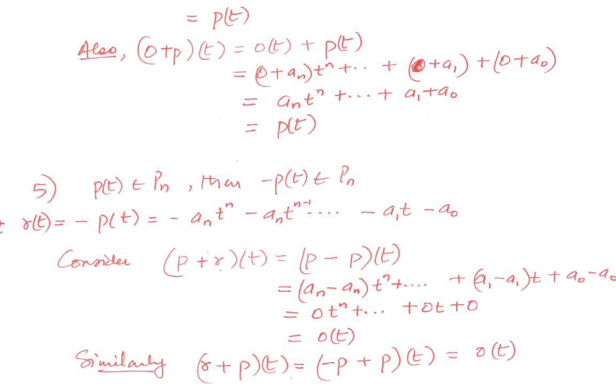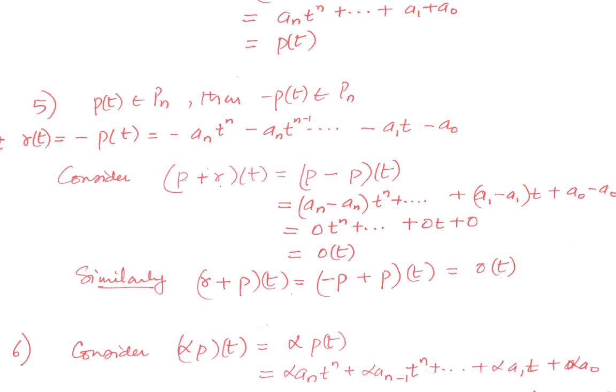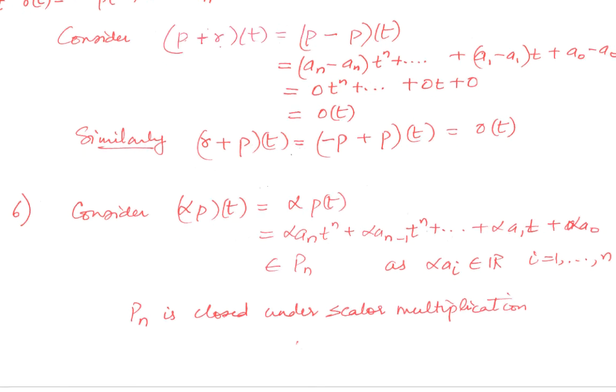Now we're going to look at the scalar 5 axioms. If you multiply a scalar alpha to any polynomial, basically you're doing normal scalar multiplication to the polynomial. That means alpha times an, plus alpha times an minus 1, t to the power n minus 1, guys, here, plus alpha a1t plus alpha a naught. It is an element again of the polynomials. Okay, so Pn is closed under scalar multiplication.